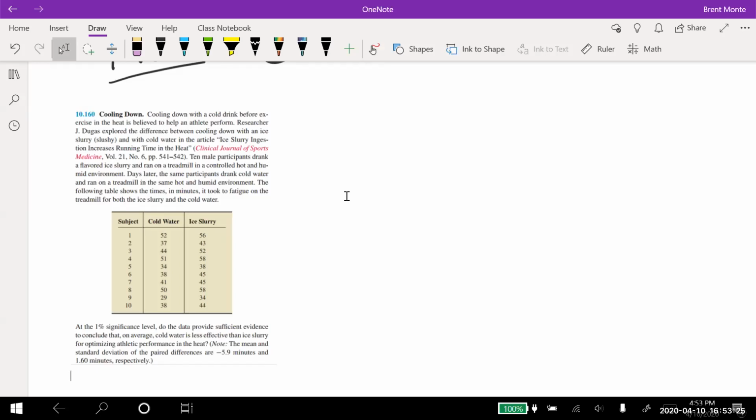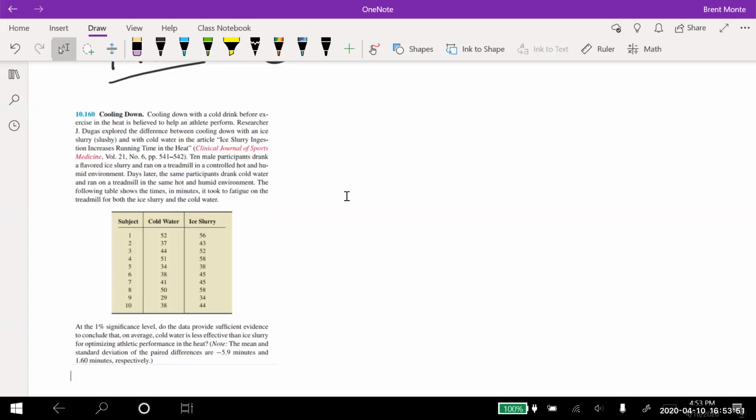Male participants drank a flavored ice slurry and ran on a treadmill in a controlled, hot, and humid environment. Okay, let's pause for a minute. We have 10 people doing this. They have cold water or they have ice slurry. They're connected because it's the same person that drank the cold water one time and the ice slurry the other time. So these are dependent.